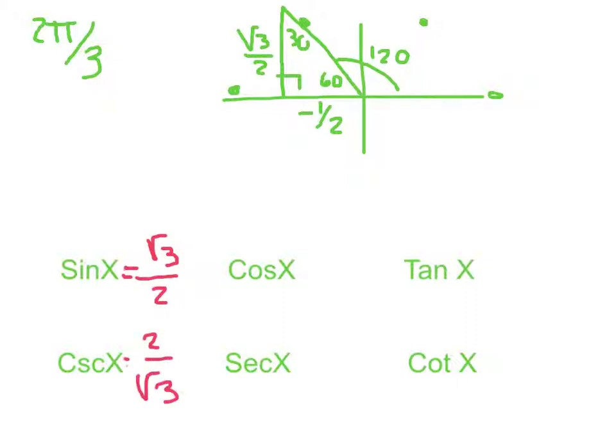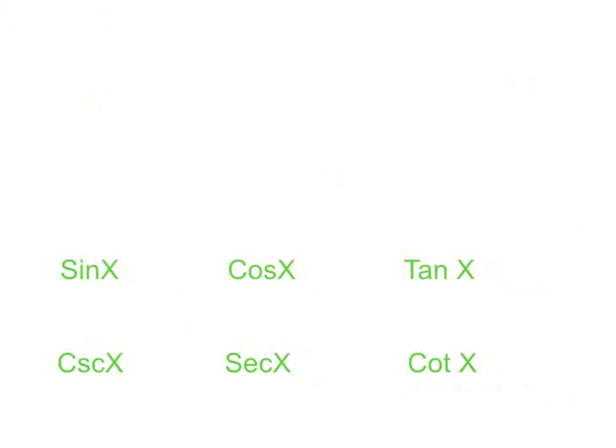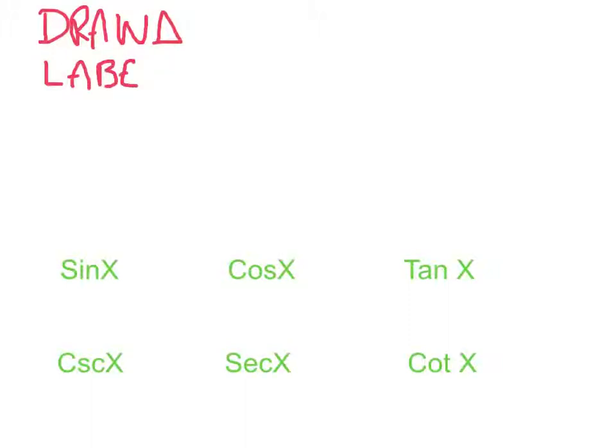And my cosine is negative 1/2, and I flip it over to get my secant. And my tangent is this over this. The 2's cancel, so that becomes negative square root 3, and I flip it over to get my cotangent, 1 over negative square root 3. The steps are draw the circle, draw the triangle in the unit circle, label the triangle in the unit circle, and then answer the questions.